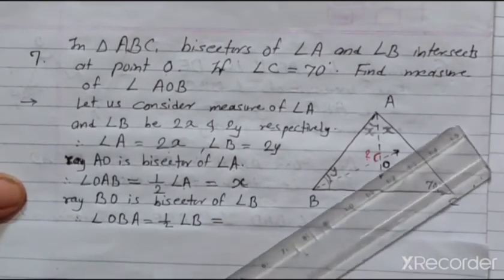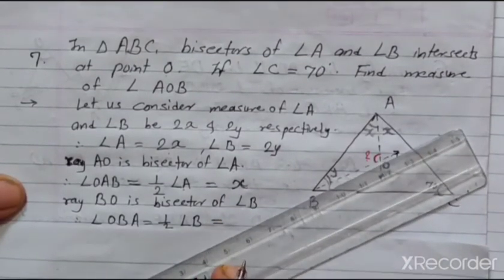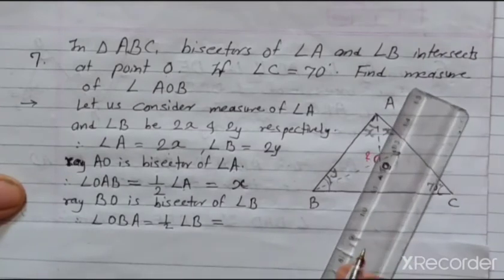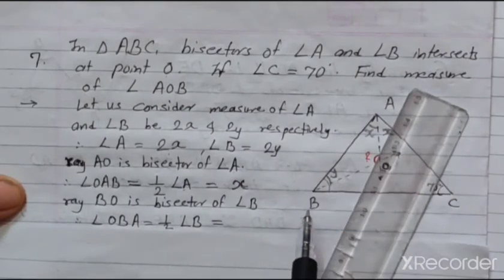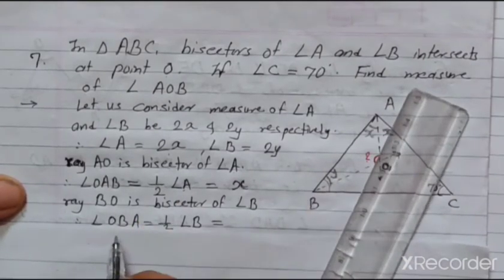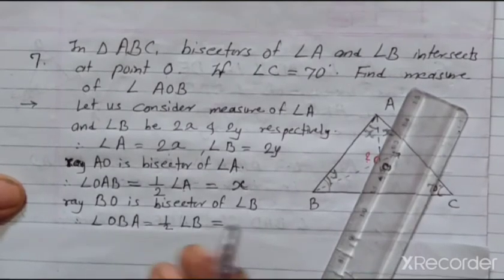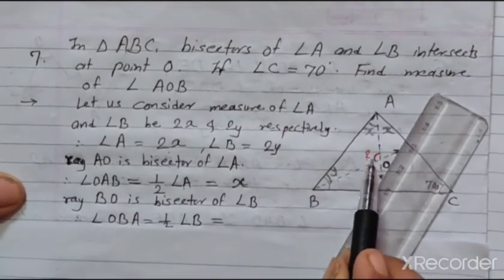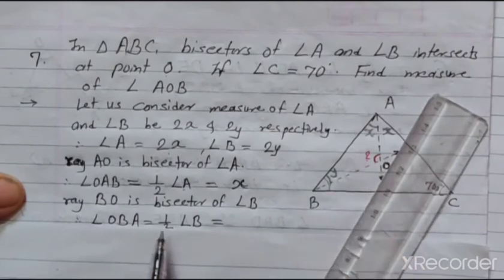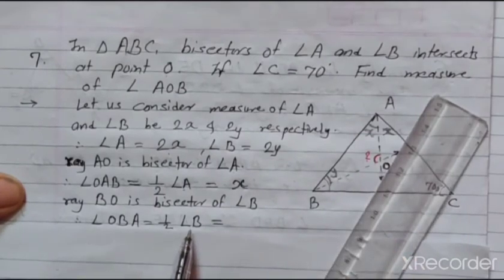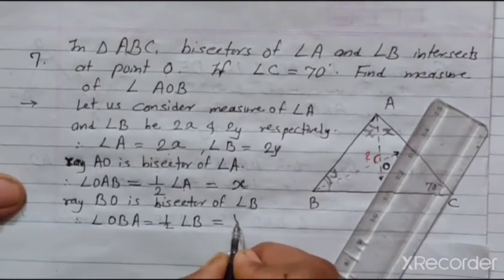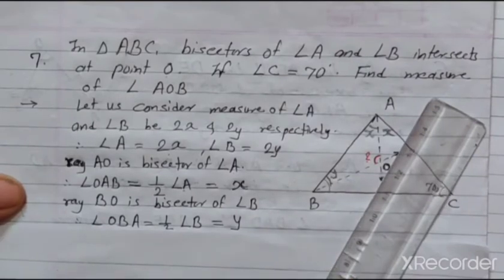Similarly, this ray BO bisects this whole angle ABC. Therefore, the measure of angle OBA is equal to half of its main angle, which is equal to y degree.